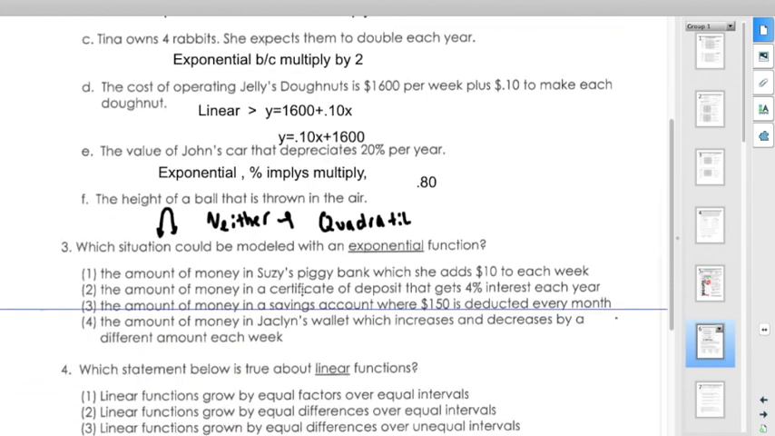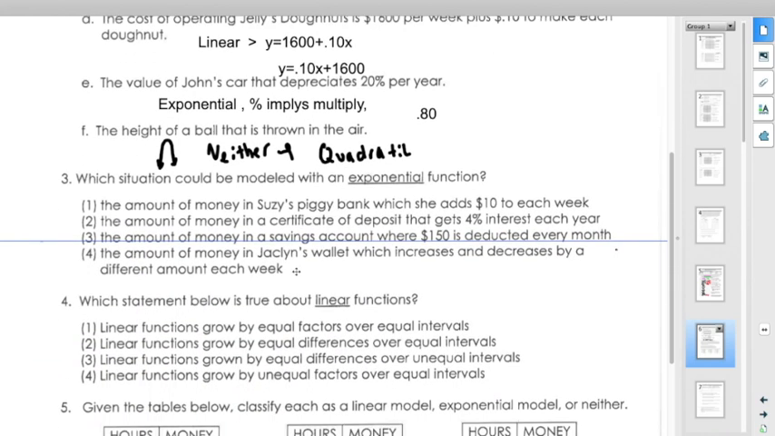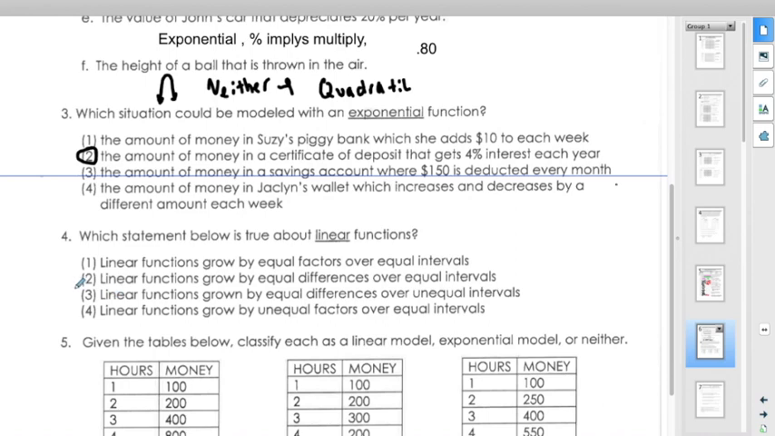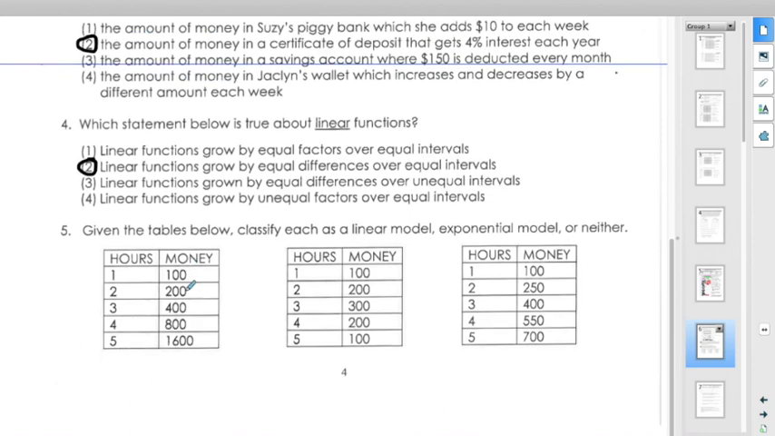Number 3, see if you can answer it yourself. Pause the video and see what you get. The answer is 2. Number 4, same thing. The answer is 2. And number 5, see if you can get it. Pause the video now, and I will write down the answers.